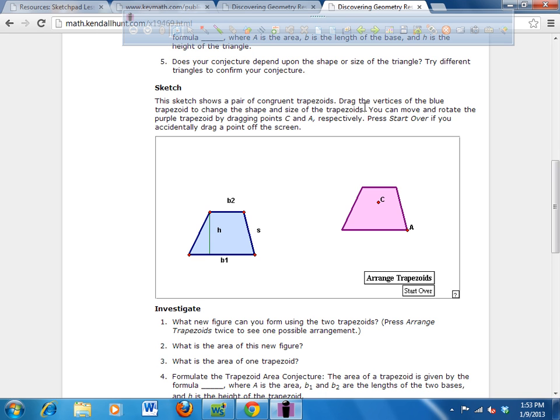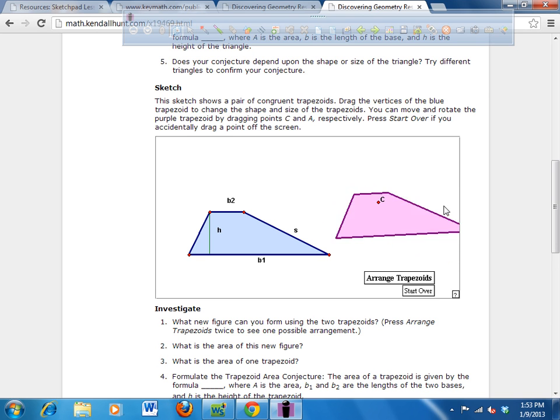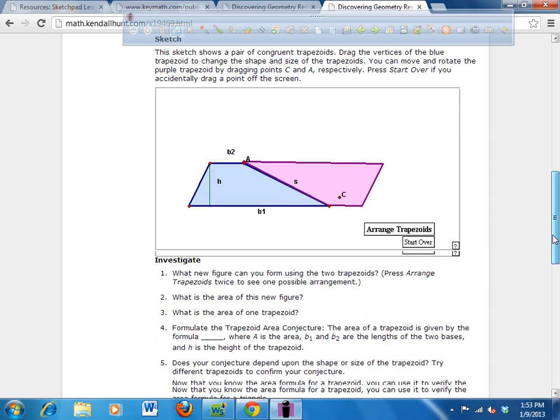So here, what they did is they put in two congruent trapezoids. And notice if I drag these around, they remain trapezoids. The way they constructed that is it has one pair of parallel sides. And you can get this to move over here. If I took this and dragged it over to here, what shape does that make? A parallelogram. And let's arrange it so it looks better.